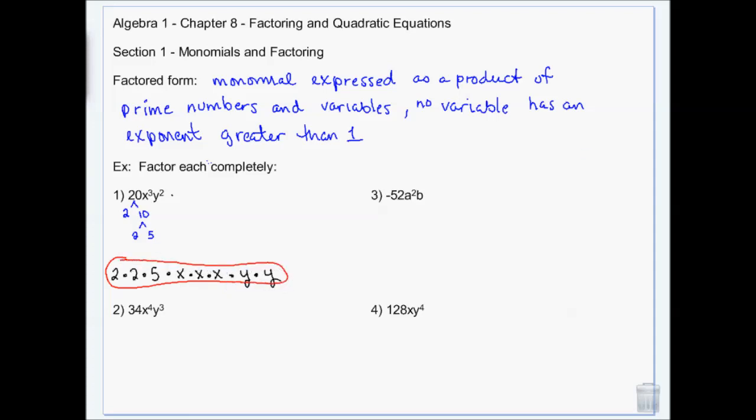Okay. So 52. 2 times 26. 26 is 2 times 13. One of these is going to have to be negative because my 52 is negative. So I'm just going to put the negative out front. A squared is a times a, and b is just a b. 2 times 13. Thank you. I said 13 and I wrote 3.